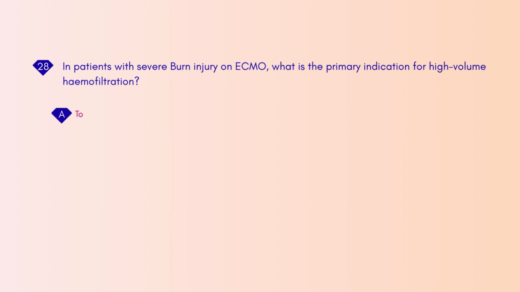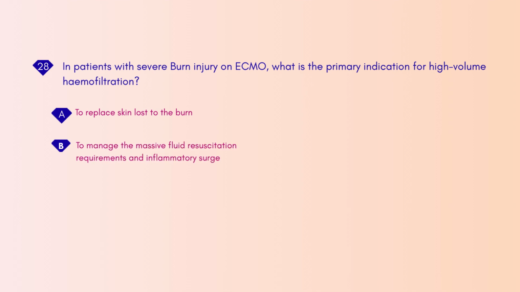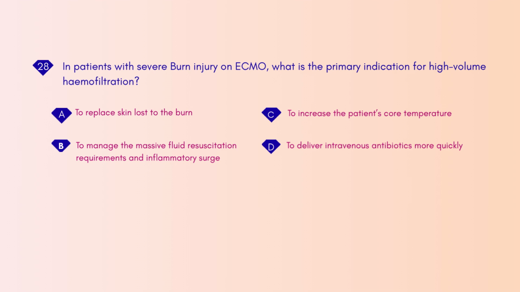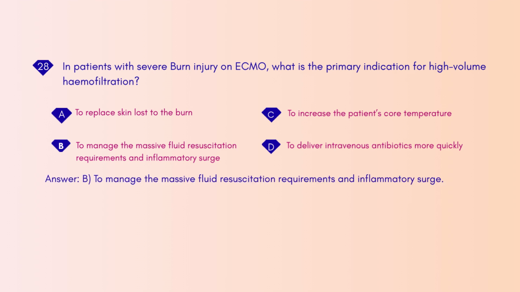In patients with severe burn injury on ECMO, what is the primary indication for high-volume hemofiltration? A. To replace skin lost to the burn. B. To manage the massive fluid resuscitation requirements and inflammatory surge. C. To increase the patient's core temperature. D. To deliver intravenous antibiotics more quickly. Answer: B. To manage the massive fluid resuscitation requirements and inflammatory surge.